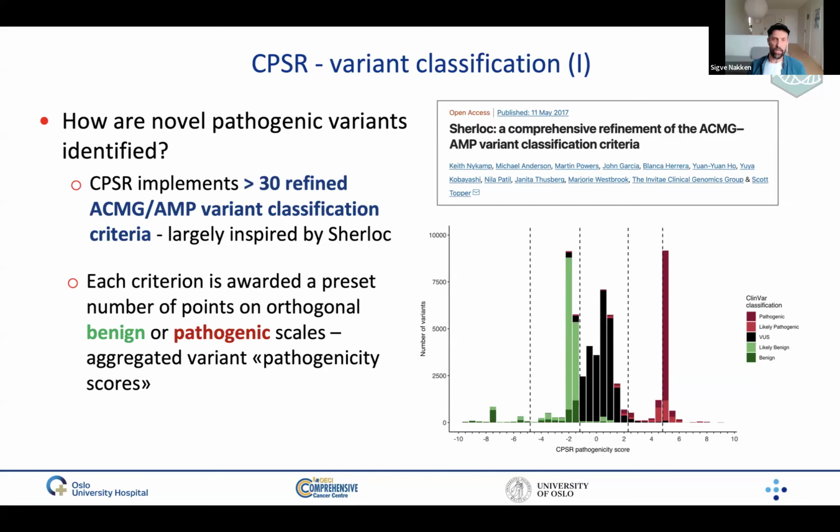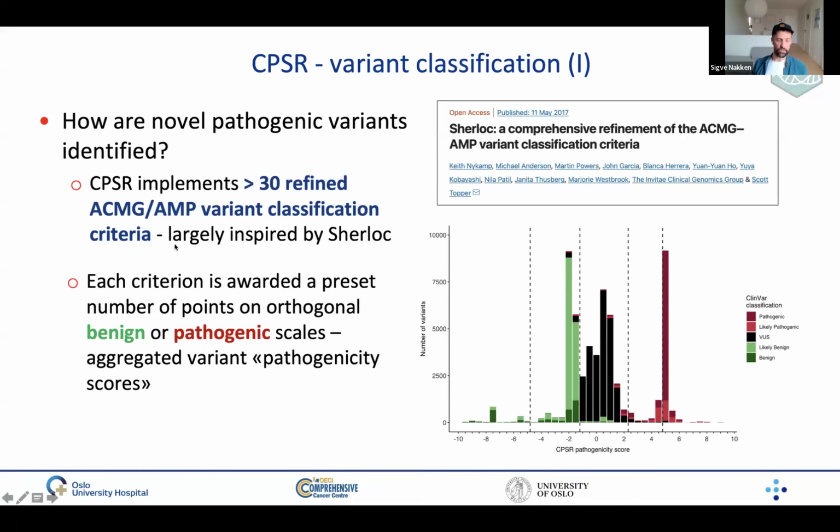And the way we do classification in CPSR is that we are largely inspired by another paper which came out in 2017, but was not made publicly available. So CPSR implements more than 30 of these classification criteria that were outlined in this Sherlock paper.